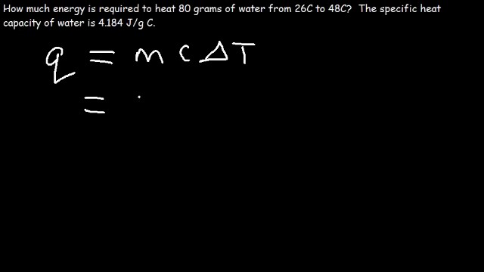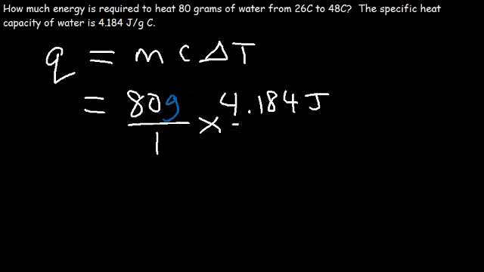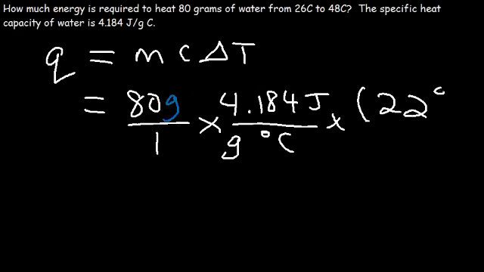We have the mass in grams, that is 80 grams. And we have the specific heat capacity, which is 4.184 joules per gram per Celsius. And the change in temperature, final minus initial, 48 Celsius minus 26 Celsius, that's 22 degrees Celsius. Now let's pay attention to the units. The unit Celsius cancel, the unit grams cancel, and so we're left over with the unit in joules.